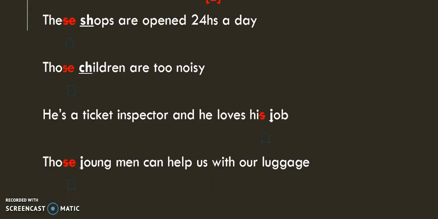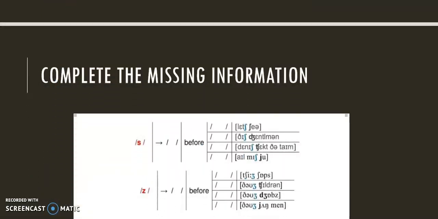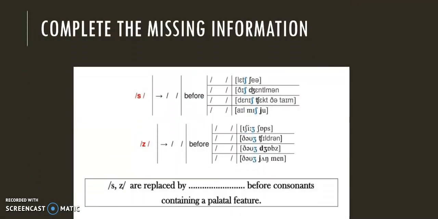So you can now complete the missing information. Stop the video, we'll check it in a minute.